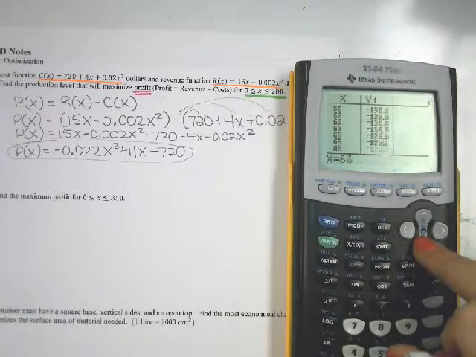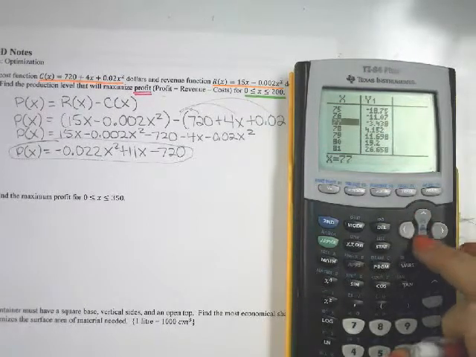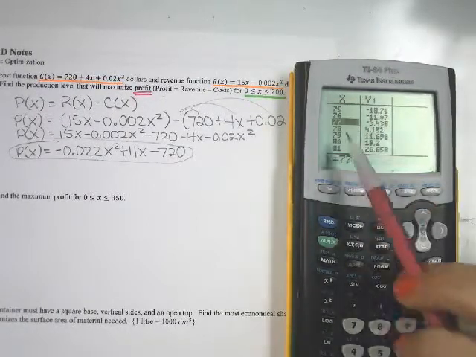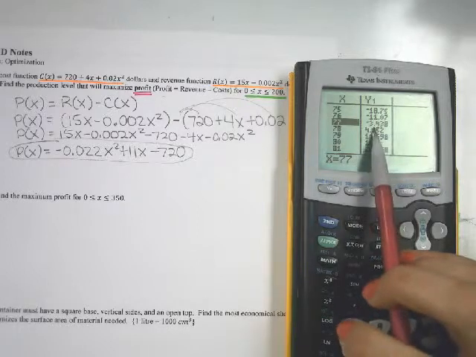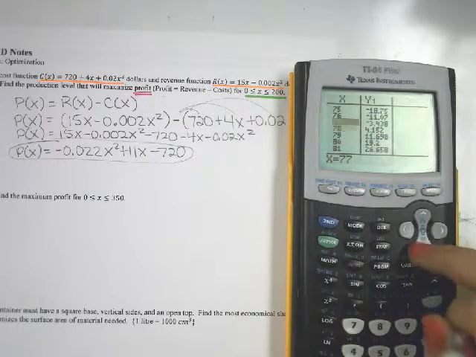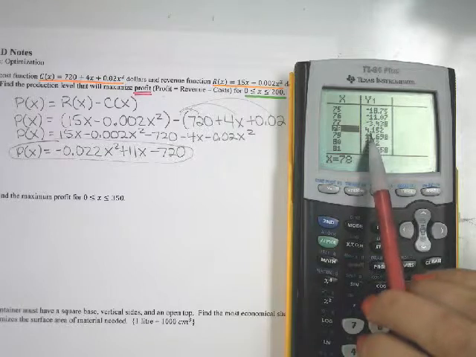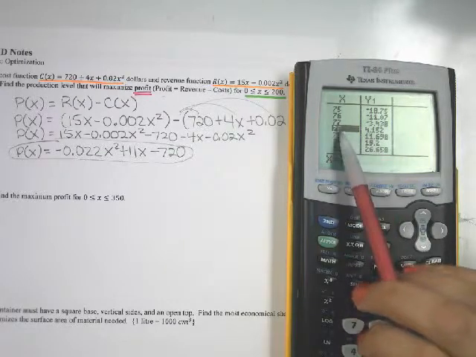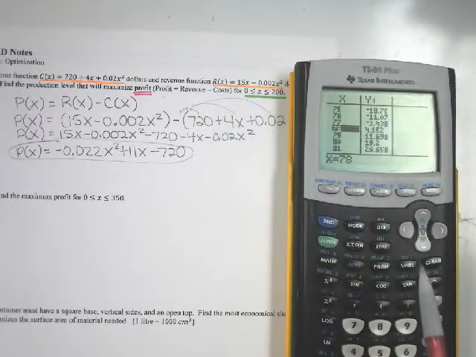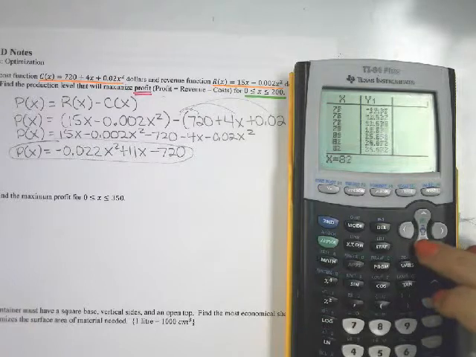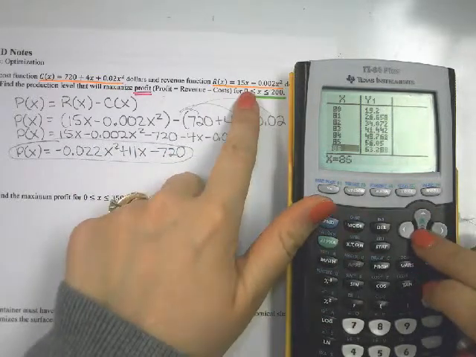So let's see, we're getting closer and closer, 70, 60, we're getting close. There we go. So somewhere between here and here, right? At 77 items, we lose $3.43. At 78 items, we make $4. So right in between 77 and 78 items, that is where we break even, okay? And we can make between 0 and 200.